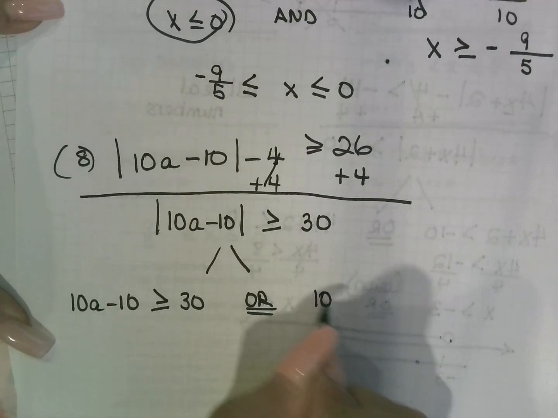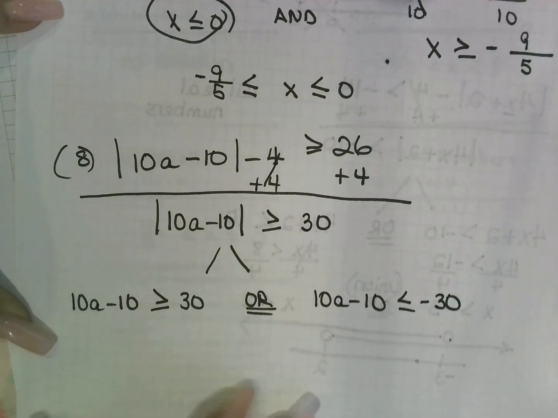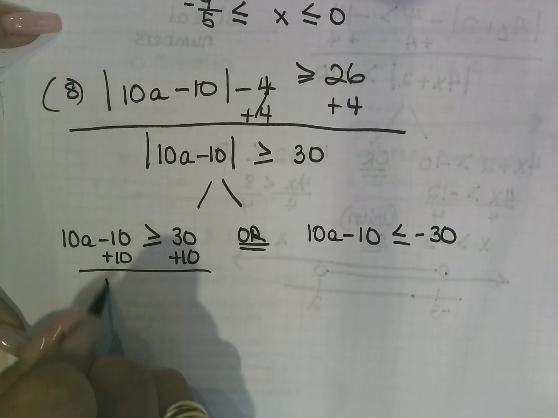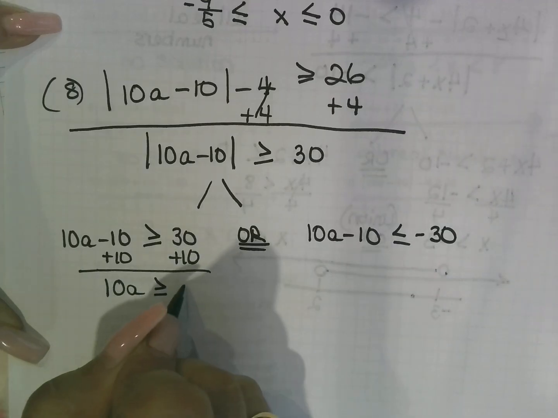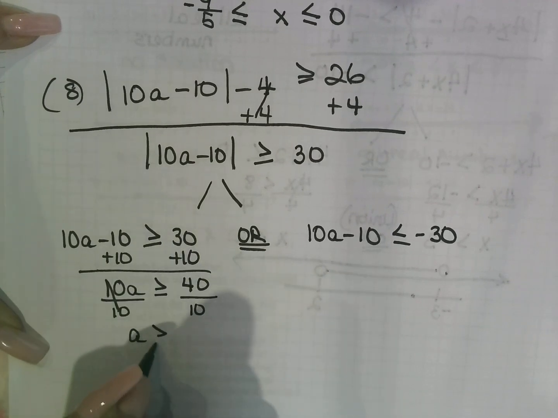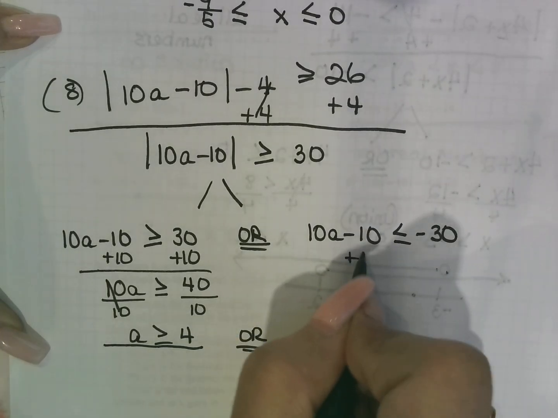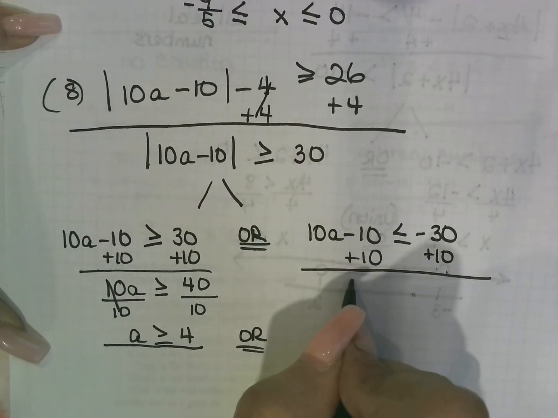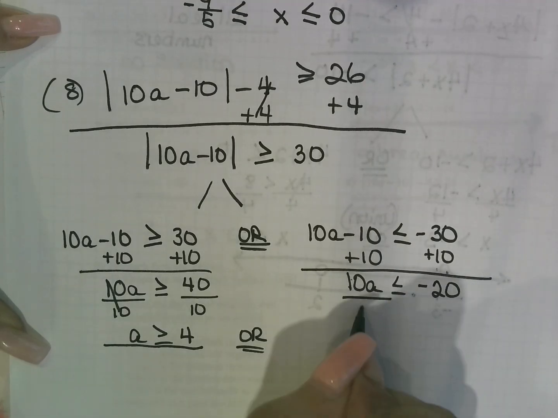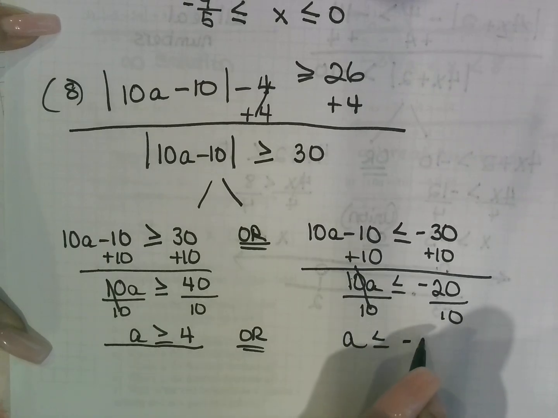And over here we have 10a minus 10. We flip the sign and take the negative of the constant. So I'm going to add 10 to both sides. I'm going to get 10a greater than or equal to 40. Divide both sides by 10. a is greater than or equal to 4. Or I'm going to add 10 over here. This is going to give me 10a less than or equal to negative 20. Divide both sides by 10. a less than or equal to negative 2.